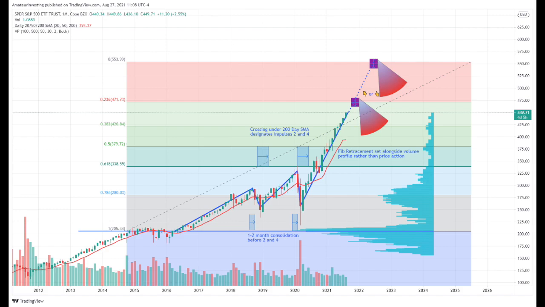Obviously, this is not financial advice. I'm an idiot. Don't listen to me. But I mean, look at this graph. Does this not line up perfectly?